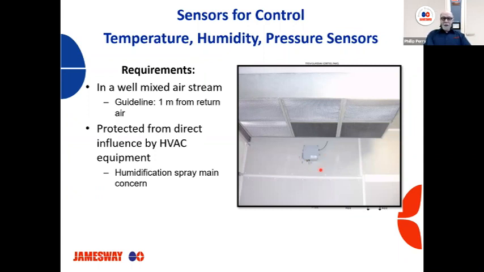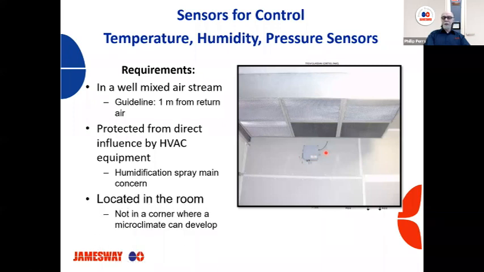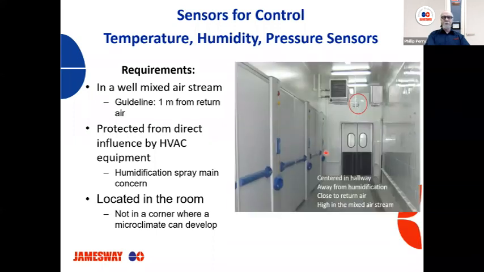Here's a slide that just shows one up in an area that's away from anything that would interfere with the monitoring of the room and the control. Located in the room, not in a corner where a microclimate can develop. So again, here's another picture of one in a hallway, centered in the hallway, away from humidification, close to return air, high in the mixed air stream. So this is a picture that shows a properly placed unit.